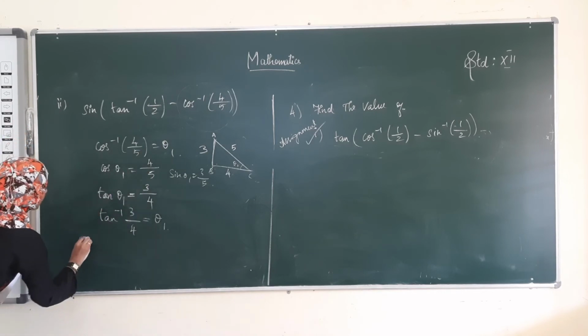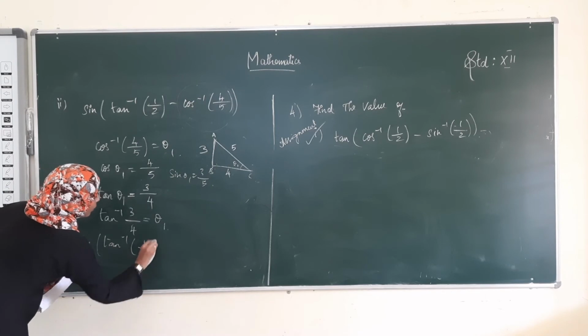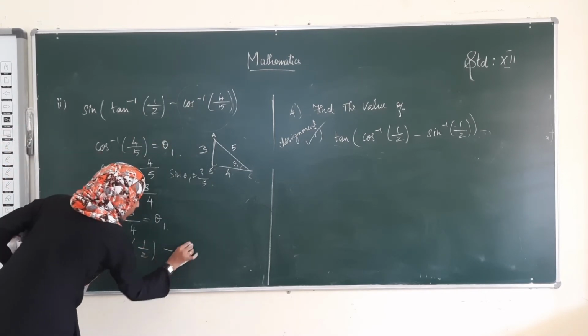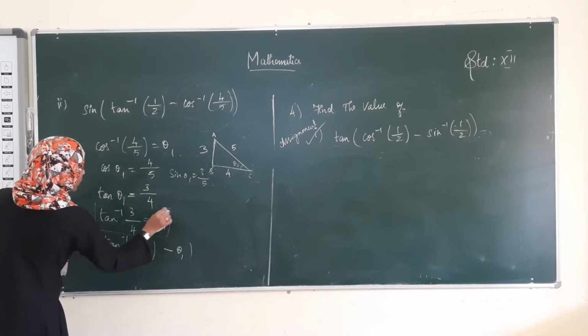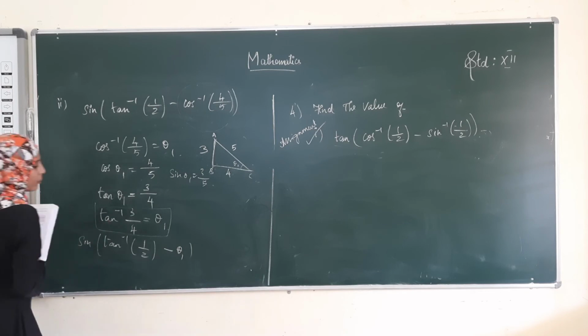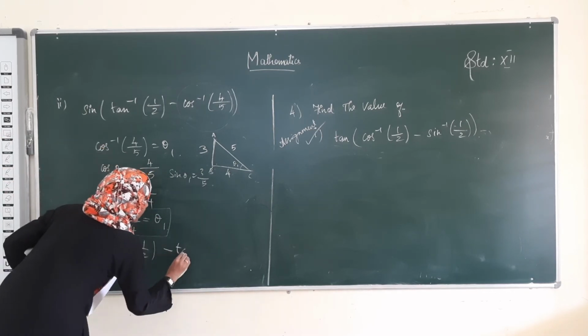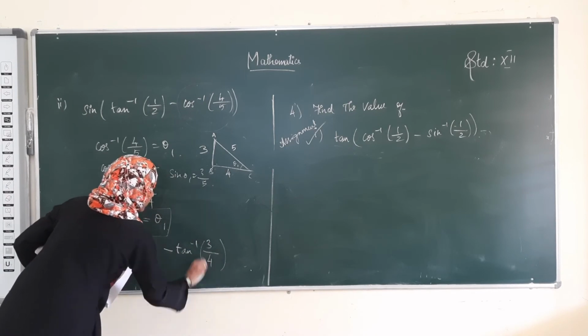See here, sine of tan inverse of 1 by 2 minus cos inverse of 4 by 5, that is theta 1. So instead of theta 1, we have found the value. Theta 1 is equal to tan inverse of 3 by 4. Therefore, we are going to substitute here, instead of theta 1, tan inverse of 3 divided by 4.